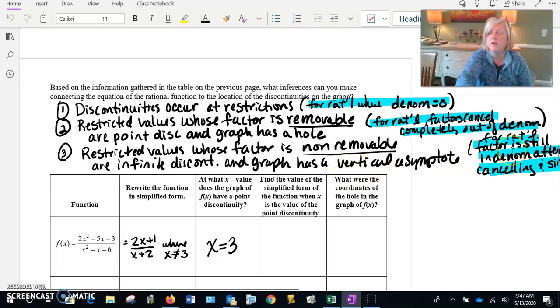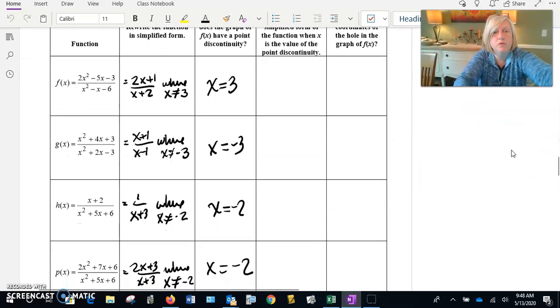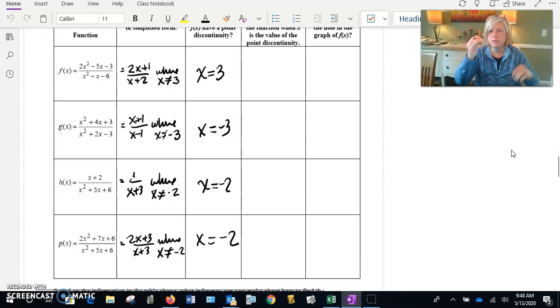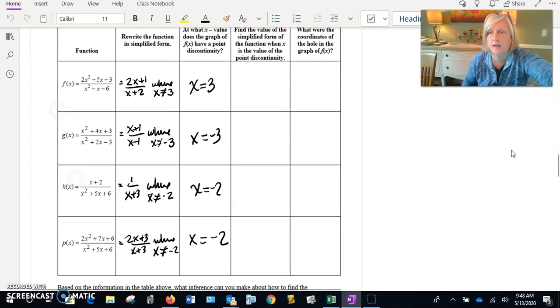And for rational functions, even if you could cancel some of those factors, you may not be able to completely remove it from the denominator. If it is still in the denominator in the reduced version, then it is a vertical asymptote that you're looking for. Now, I went ahead and pulled in the same four functions that you've been investigating. I just added in their simplified versions and the x values where you have a point discontinuity. I added those to this chart already for you, so you can hit pause and add them in yourself.